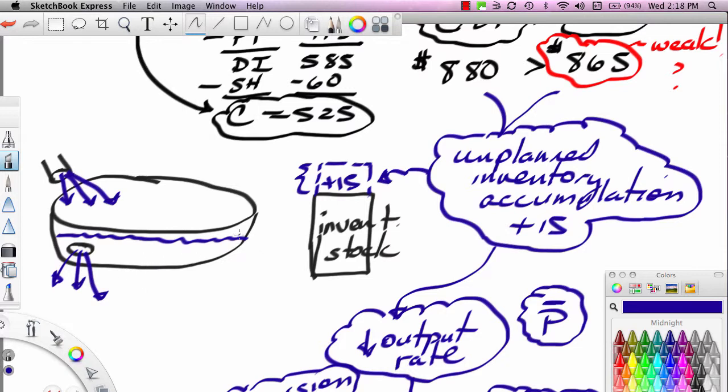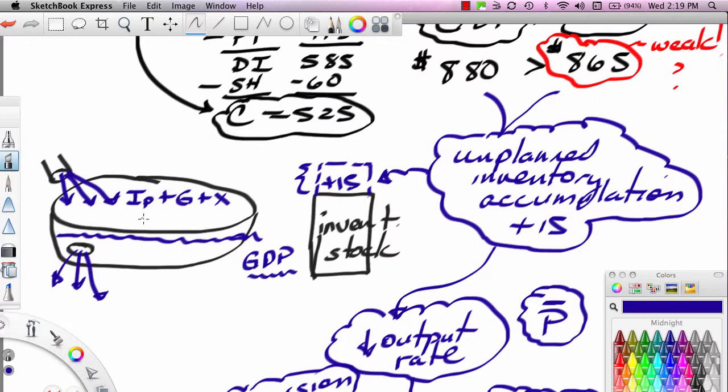Now, you can think of the level of water in this bathtub as GDP. So GDP is the level of water in the bathtub. Now, what are the three injections into the complex circular flow? Well, we've already talked about this: planned investment, government expenditures, and exports. So investment, government purchases, and exports are the injections into the system.